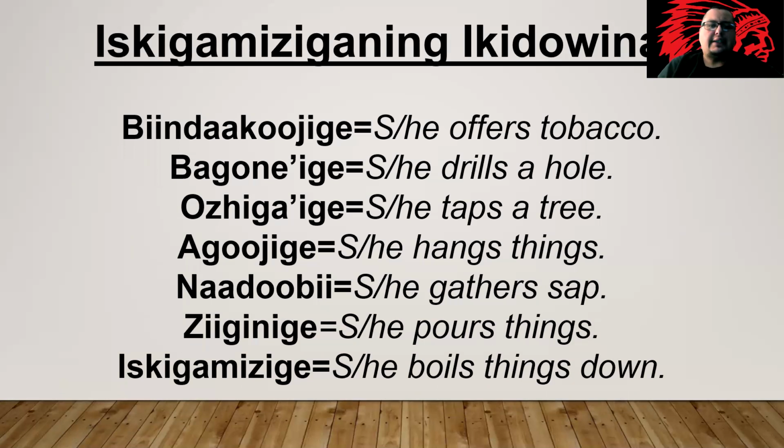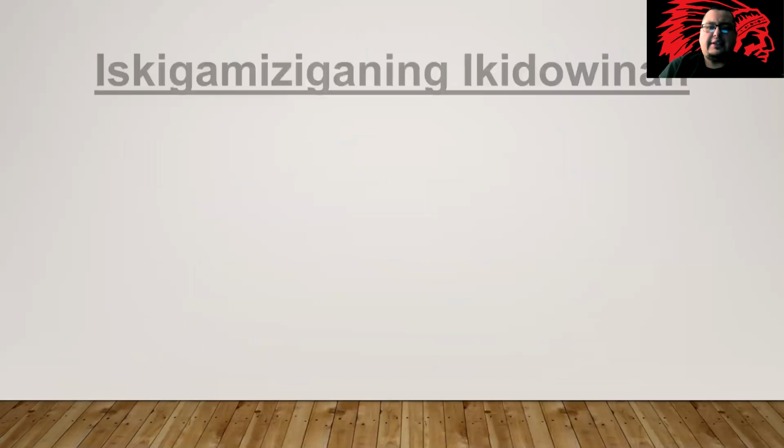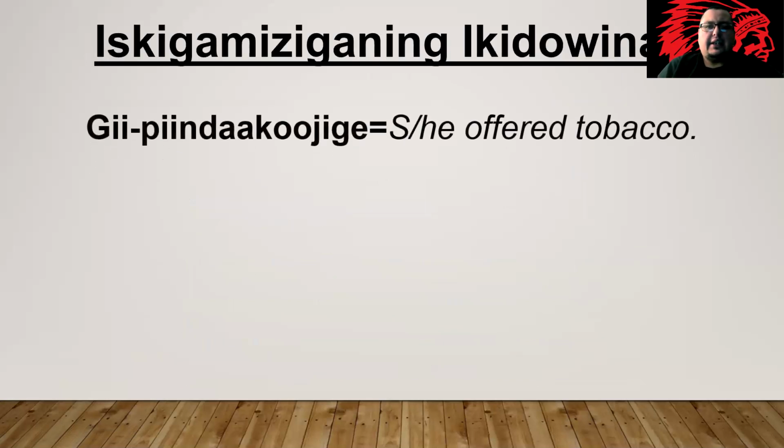Okay, and that's our present tense talk. This is the process you would use at a sugar bush. Now we're going to talk about past tense. Okay, you already did all these. This is how you say that. Iskigamiziguning ikidowinan, and we're going to use our past tense marker, gi. Notice our first word in present tense form, before the consonant vowel change happened, was bin da kujige.